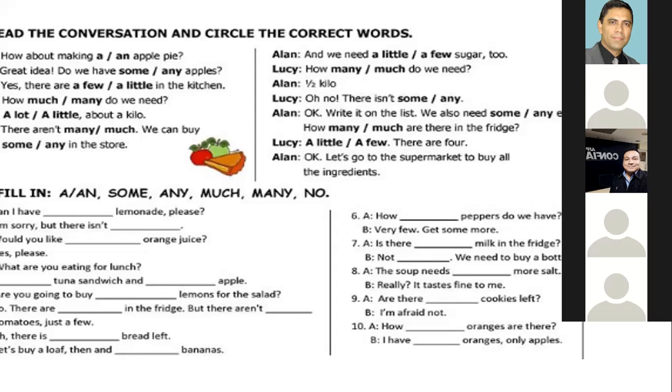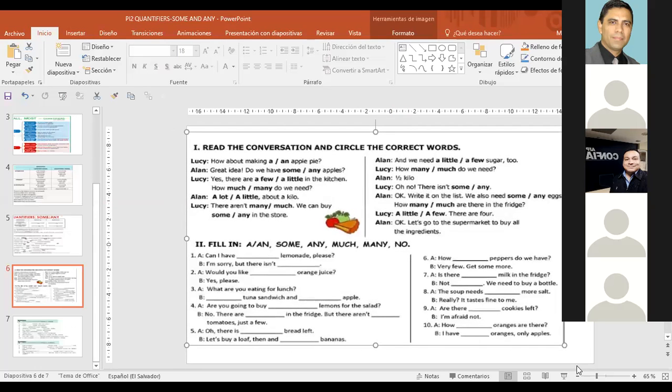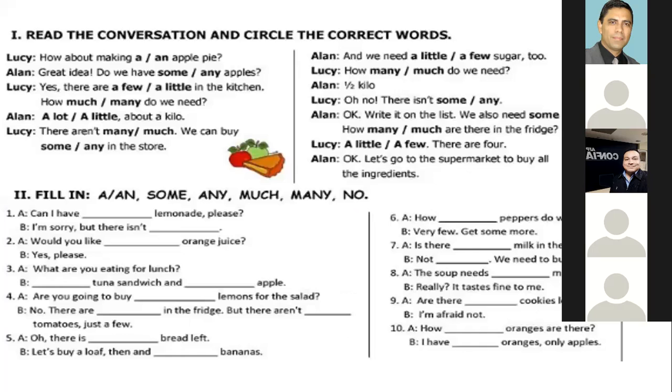Okay. I hope you haven't forgotten the right answers because I need two volunteers. I need that you form pairs and that one of you plays the role of Lucy and one of you plays the role of Alan. And we are going to perform the conversation using the right answer.